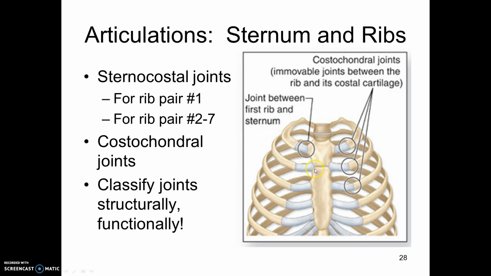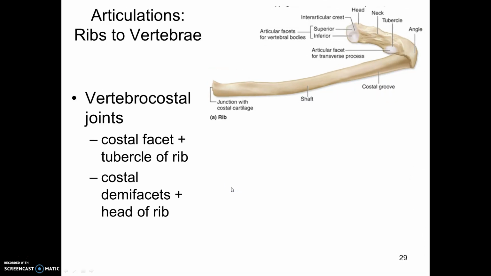For sternocostal joints 2 through 7, it's a little bit different. These happen to be synovial planar joints. So sternocostal joints numbers 2 through 7 are synovial planar joints, and that has to do with being able to allow the ribs to elevate during respiration. These synovial joints, sternocostal joints 2 through 7, because they're synovial, we would classify functionally as diarthrosis. All right, now that brings us to the ribs.